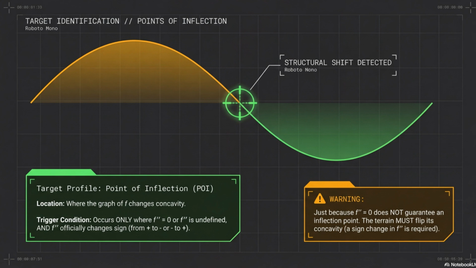Your next target identification protocol is locating points of inflection. An inflection point is a structural shift where the graph of f officially changes its concavity. The trigger condition occurs only where f double prime equals 0 or is undefined, and f double prime officially changes sign. Warning: just because f double prime equals 0 does not guarantee an inflection point. The terrain must flip its concavity to confirm the inflection point is real and not a decoy.